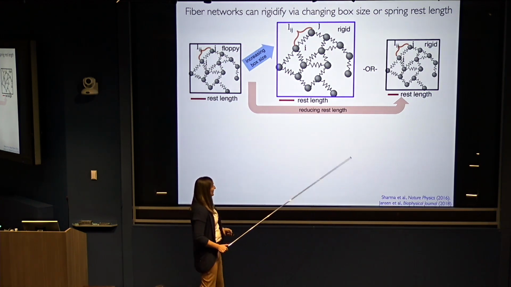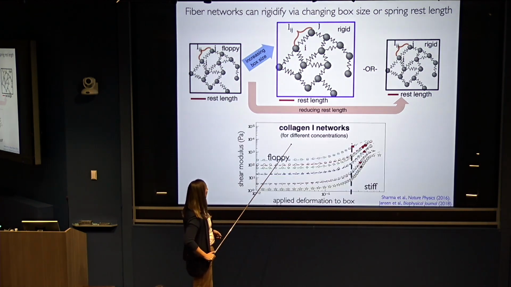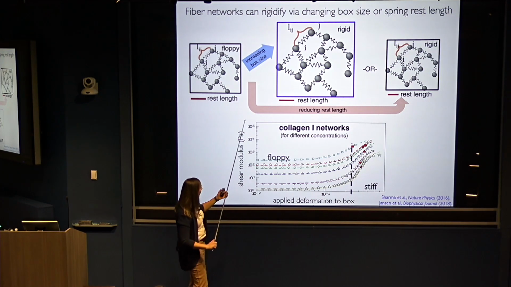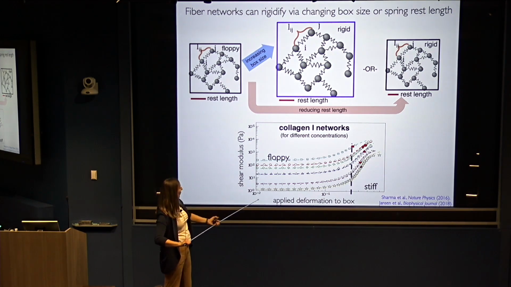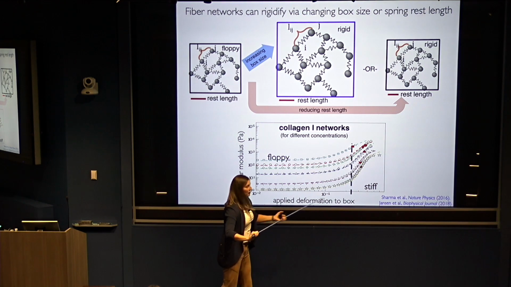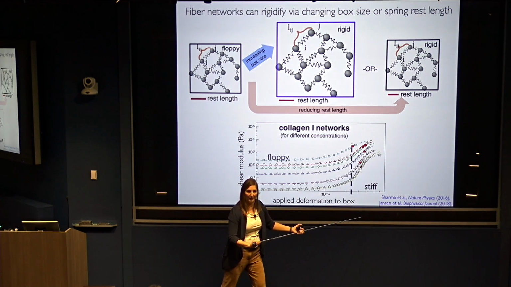So what happens if I do an experiment on a collagen network? I'm just going to show you some data. This is how stiff the network is, and note that this is a logarithmic scale. This is real data on collagen networks. And this is the applied deformation to the box, so how much deformation I apply to the box.